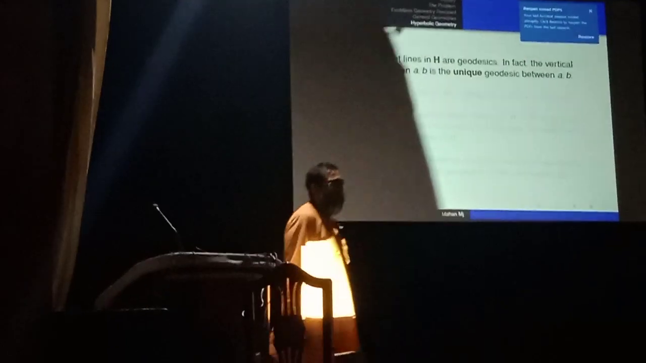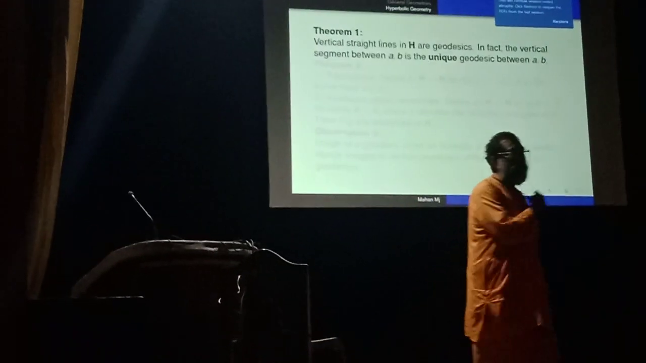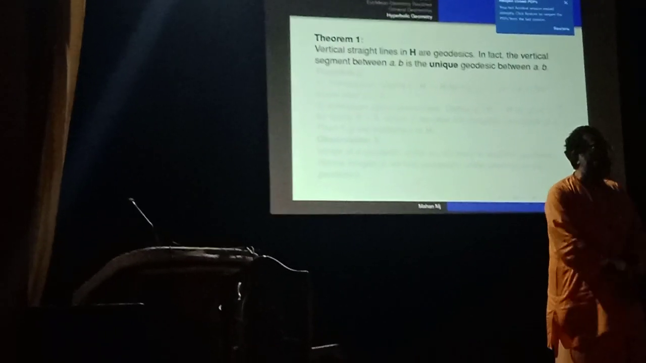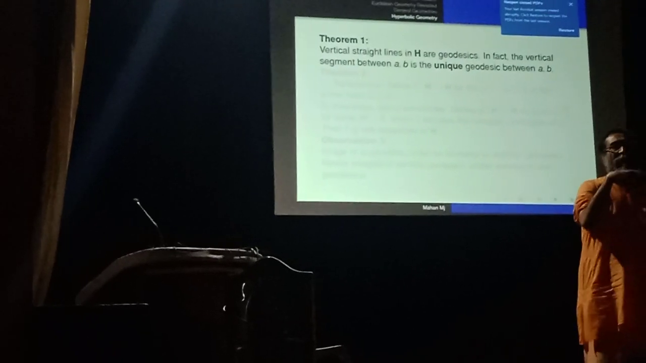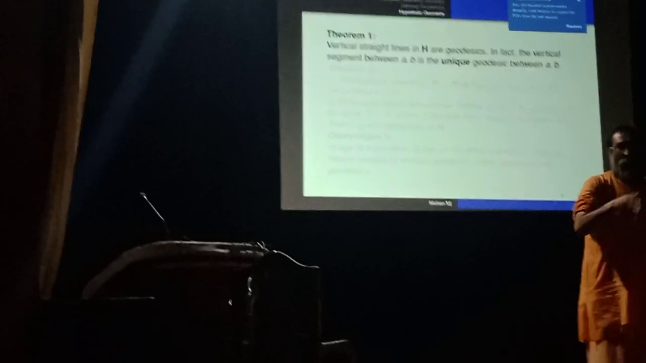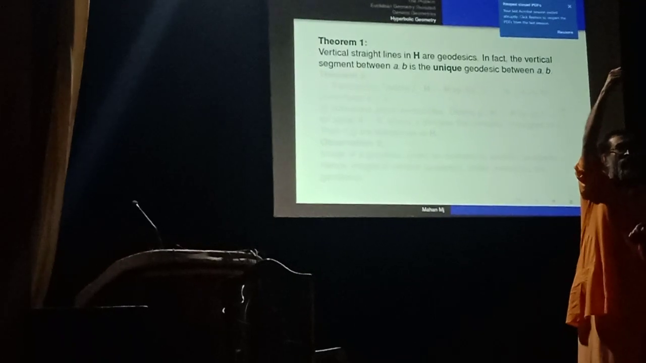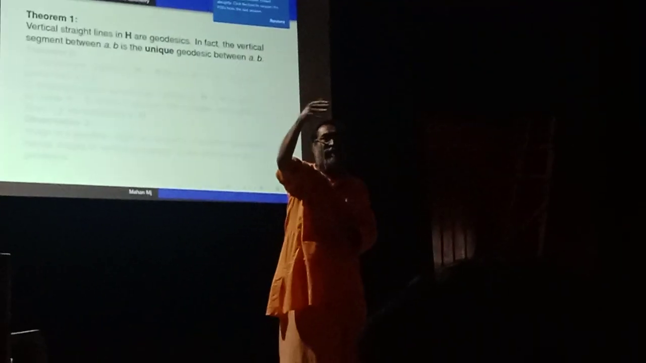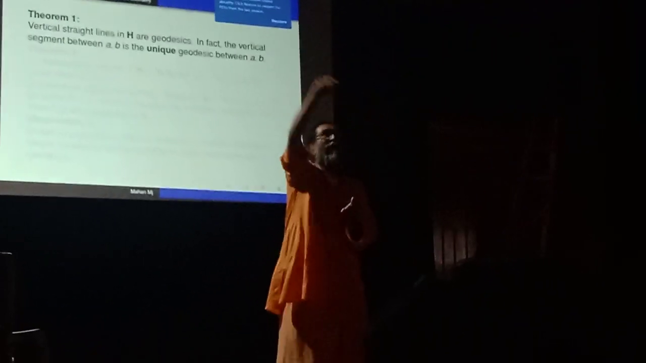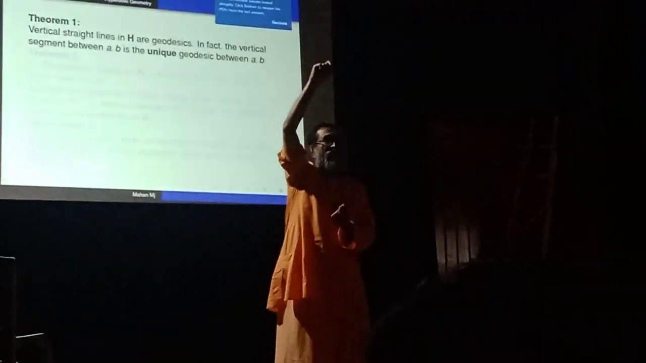In fact, the vertical segment between two points is the unique geodesic between A and B. So I'll tell you a quick computation. What is it? Basically, we just talked about it. It's the integral of the square root of dx squared plus dy squared. And if you have two points on the same vertical, then certainly, you take some wiggly curve, but joining points on the same vertical.